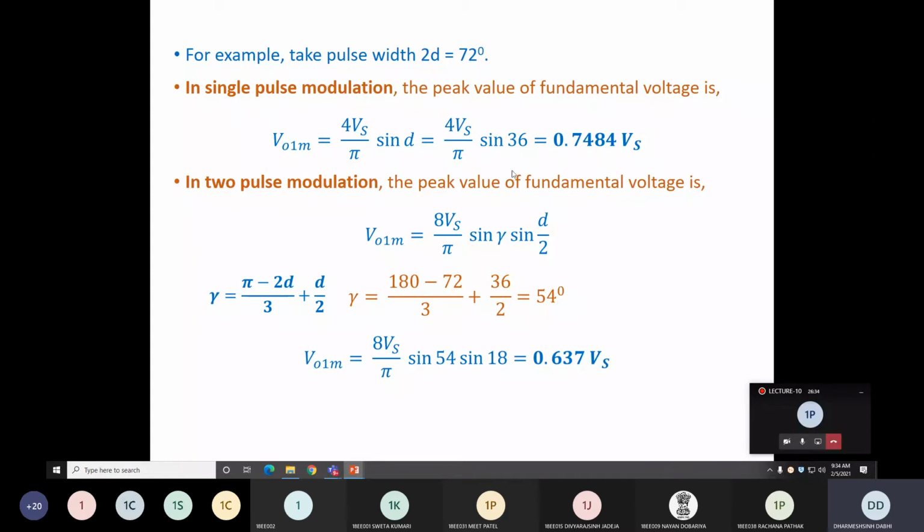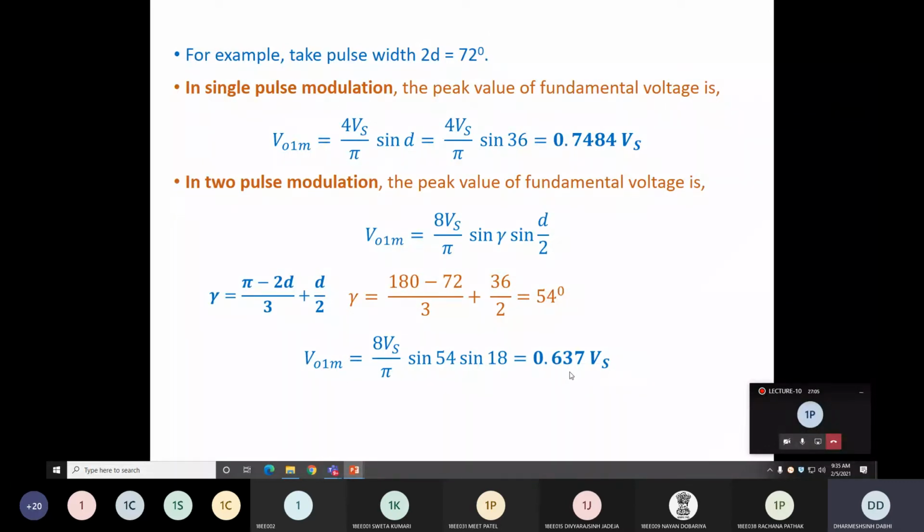So what is the conclusion from this calculation? Can anyone give me the answer? What is the conclusion from this? For the same width of output voltage, in single pulse width modulation, you get the peak magnitude of fundamental component V01m 0.748 times Vs, whereas in the two pulse width modulation technique, for the same width of output voltage, you get the fundamental peak 0.637 times Vs.